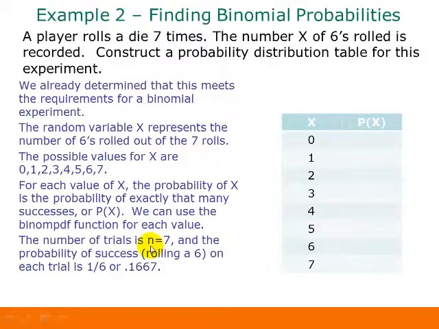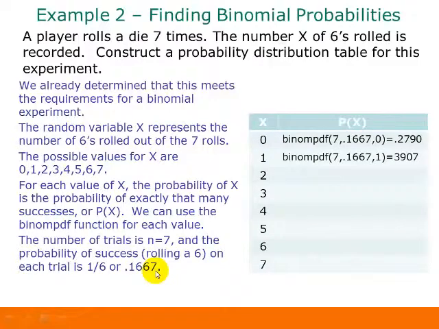So our number of trials, n, is 7, and the probability of success, rolling a 6 on each trial, is 1/6, which you can put into your binomial PDF function, just like this, 1 divided by 6, or you can round it to 4 decimal places and get 0.1667. So here's how we would calculate the probability for 0 successes. We put in 7 for n, 0.1667 or 1/6 for p, and 0 for x. And in this case that comes out to be 0.2790, rounded to 4 decimal places.